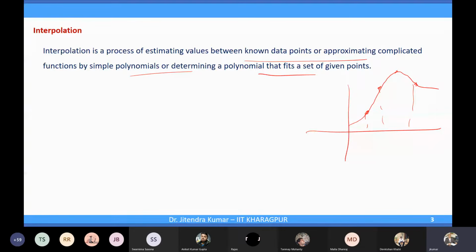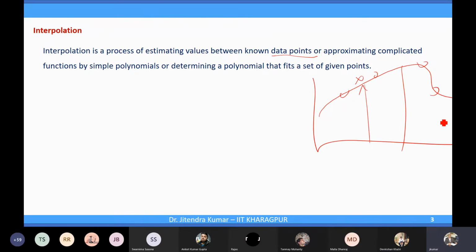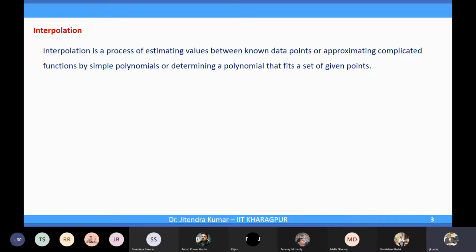Yes, the polynomial which passes through the given points, that is the idea of the interpolating polynomial. I think it's clear. Here I have mentioned the known data points and the values between. Once these values are given, we fit a polynomial. Then we can approximate the value here, the value at this point, and the value here.